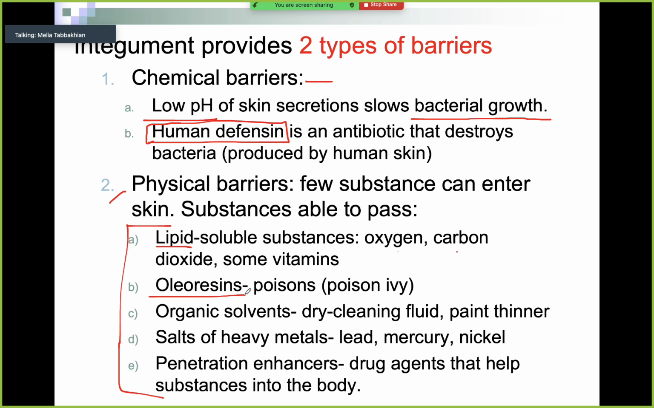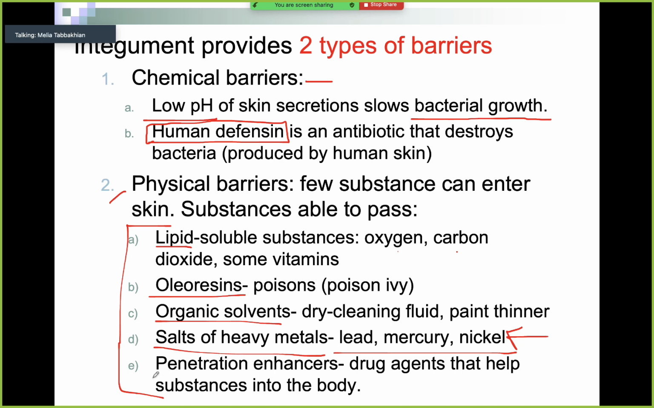Oleoresins, these are poisons like what you would find in poison ivy. Organic solvents like dry cleaning fluid and paint thinner. Heavy metal salts can absorb right through your skin. And if you remember, like 50 to 60 years ago, the paint that they would use to paint the inside of your house would have a lot of this heavy metal in it. And they thought, oh, no big deal. It's in the paint. It's not like people are eating it or touching it. Well, this type of heavy metal can go into the atmosphere through diffusion, and it can go right into your skin and into your blood. And heavy metals, those are not things that you want in your blood.